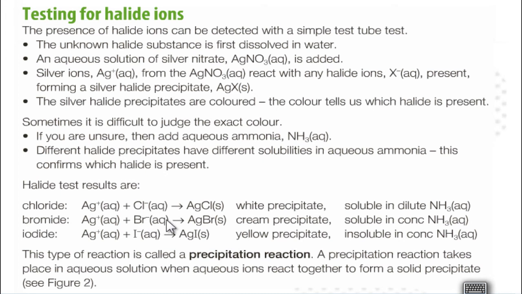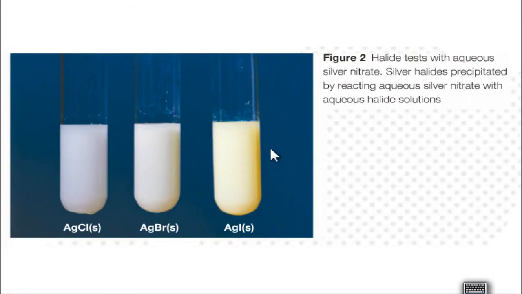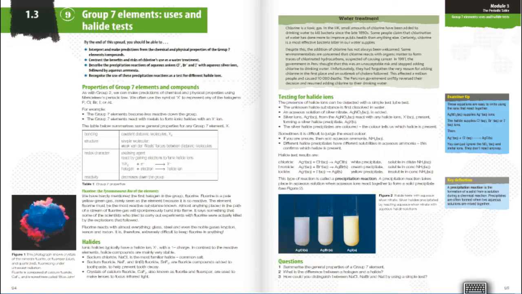Silver plus Br minus equals silver bromide. Silver plus iodide equals silver iodide. So this is a precipitation reaction. A precipitation reaction takes place in aqueous solution when aqueous ions react together to form a solid precipitate. And here's a picture of what they all look like. So if you have that kind of picture in your head, then that'll be useful in exams and stuff like that.